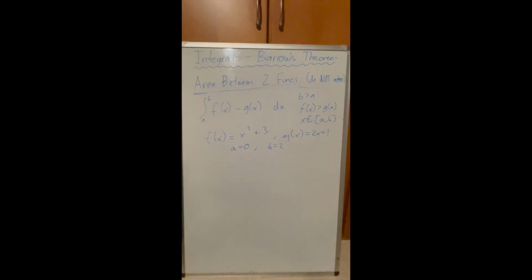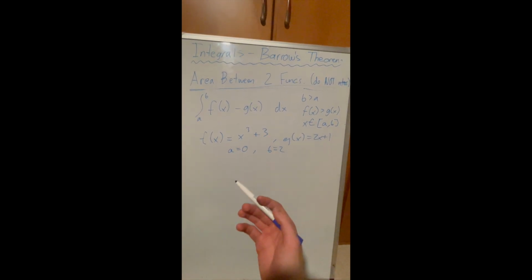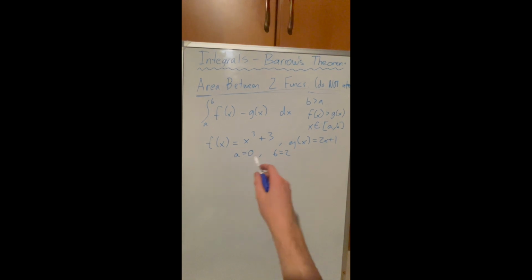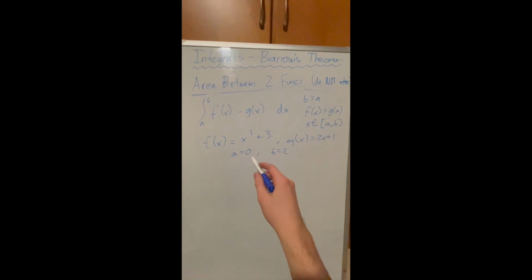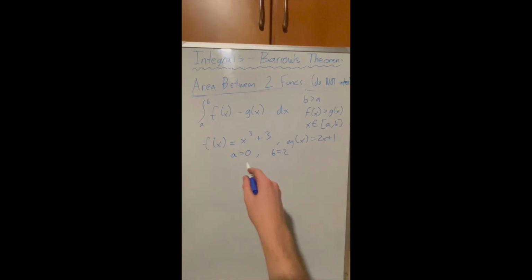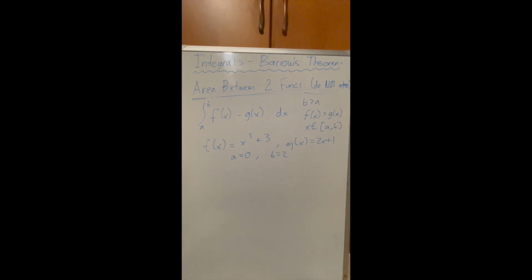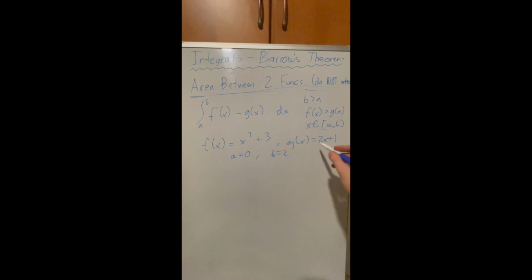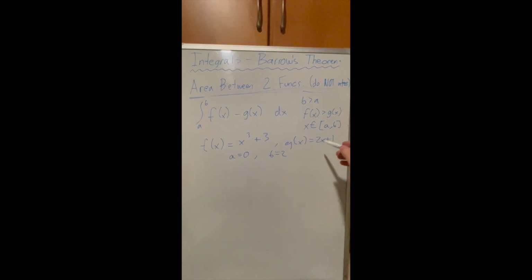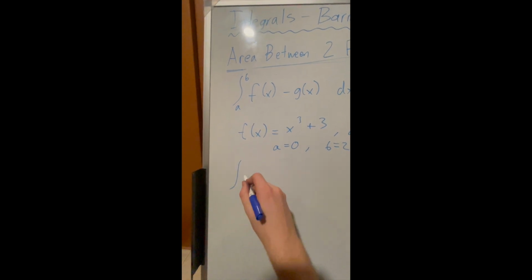Now, first we need to find which one is bigger in between these. So let's just apply 0, as it is very simple. Remember, we can apply 0, 2, we can apply 1, we can apply 0.3, we can apply 1.9, we can apply any value that is between 0 and 2, including 0 and 2. So let's apply 0, as it is very simple. 0 to the power of 3, 0 plus 3 is 3, and 2 times 0 is 0, plus 1 is 1. So f of x is clearly greater. So it's going to go first.